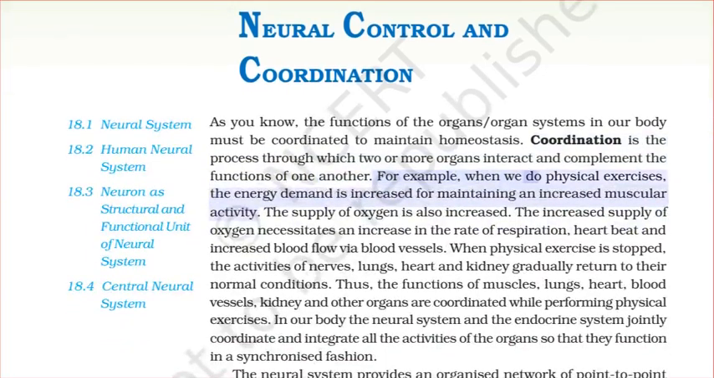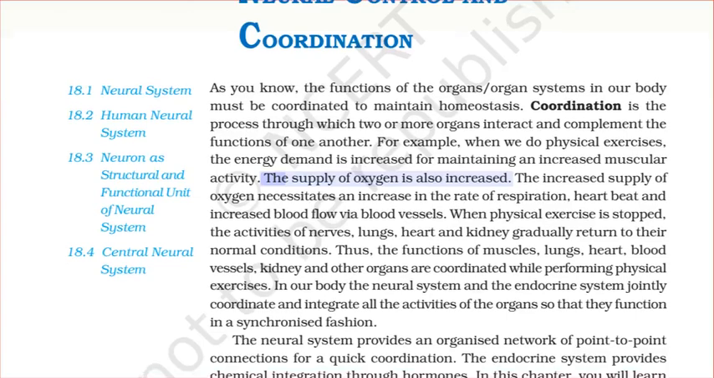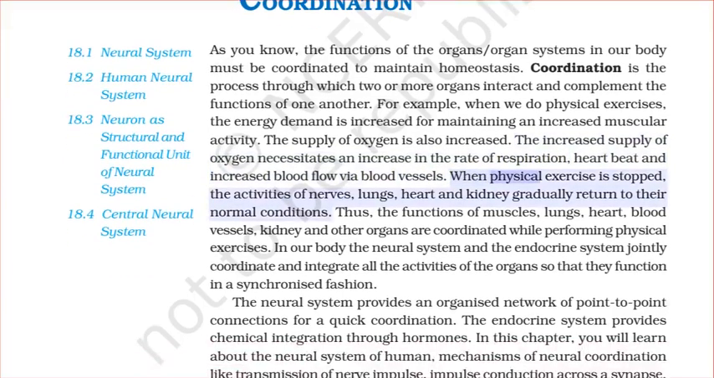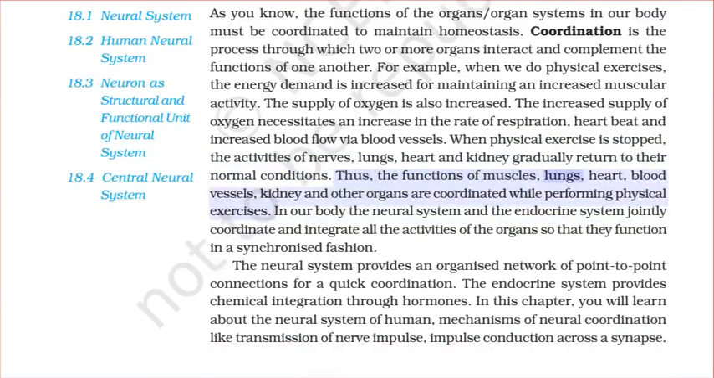For example, when we do physical exercises, the energy demand is increased for maintaining an increased muscular activity. The supply of oxygen is also increased. The increased supply of oxygen necessitates an increase in the rate of respiration, heartbeat, and increased blood flow via blood vessels. When physical exercise is stopped, the activities of nerves, lungs, heart, and kidney gradually return to their normal conditions. Thus, the functions of muscles, lungs, heart, blood vessels, kidney, and other organs are coordinated while performing physical exercises.